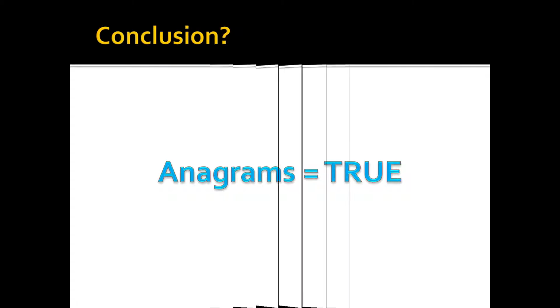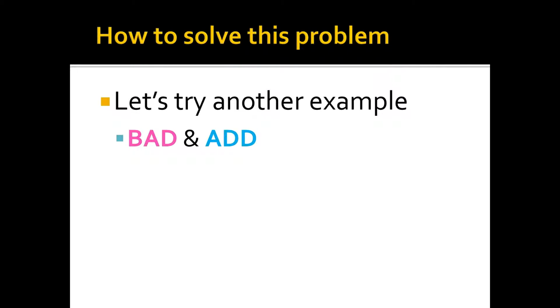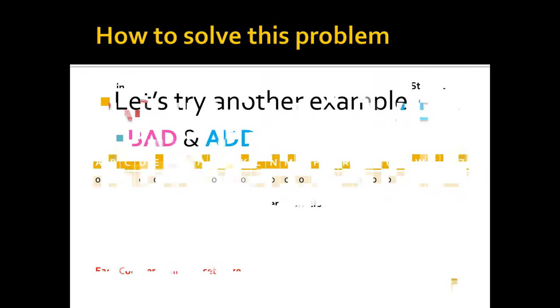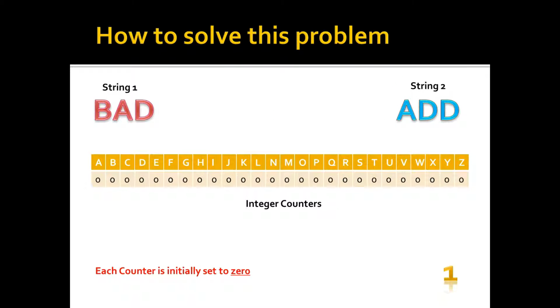Let's take another example where they're not really anagrams to verify that this algorithm is going to work. So let's take bad and add. String one is bad, string two is add. Again, all the buckets are initialized to zero to begin with. We look at the first string letter by letter and add one to each corresponding bucket. So letter B, we add one to the bucket B. The next one, letter A, we add one, letter D, we add one.